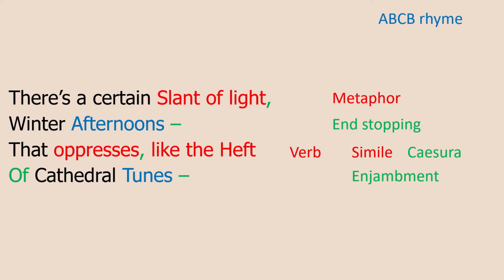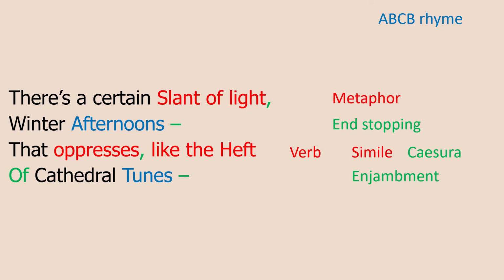When we get the punctuation in the middle of the line, we call that caesura, like we have in line 3 after oppresses. And I believe that comma is there to make us stop and focus on the verb oppresses before we stop and focus and deal with the simile comparing thoughts of death to cathedral music.